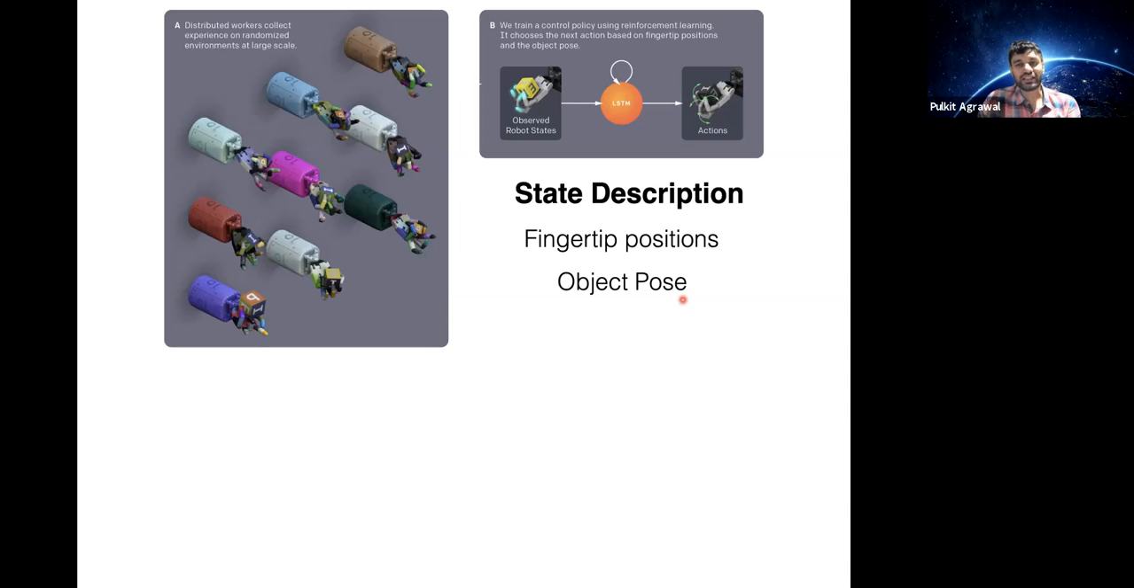So over here, does someone want to comment on whether fingertip positions or object pose, if either one of them is privileged information, or are both of them non-privileged information?